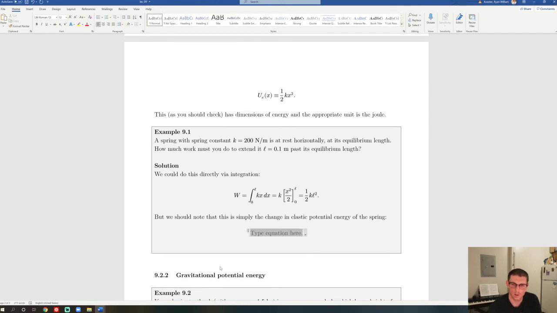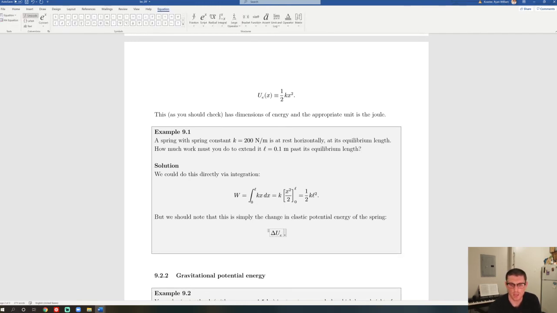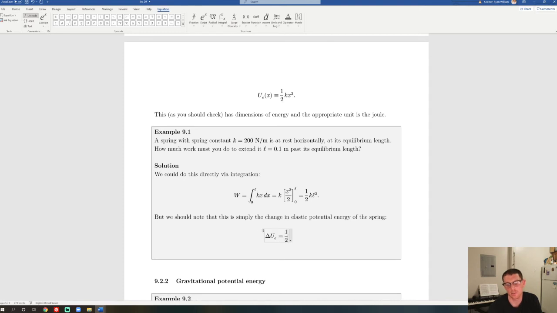Because let's say delta U sub E is the final elastic potential energy, as we've defined elastic potential energy, which is just 1/2 k L squared. And remember that initially it was at its equilibrium length. So the initial elastic potential energy is just 1/2 k and then 0 squared, right? And so we find it just works out to be the 1/2 k L squared that we found via the integral, right?